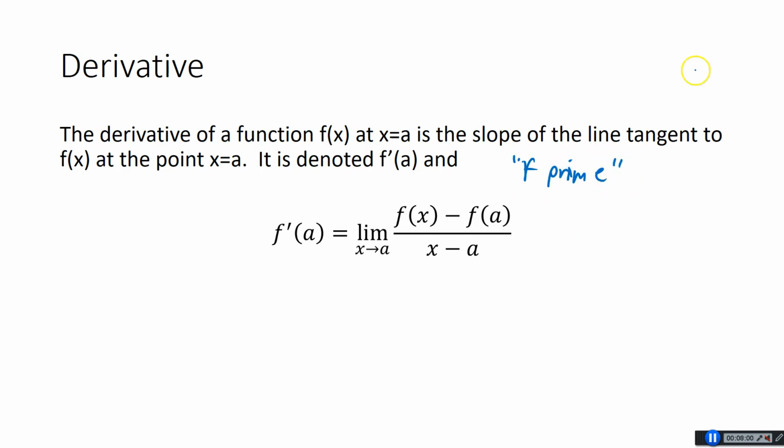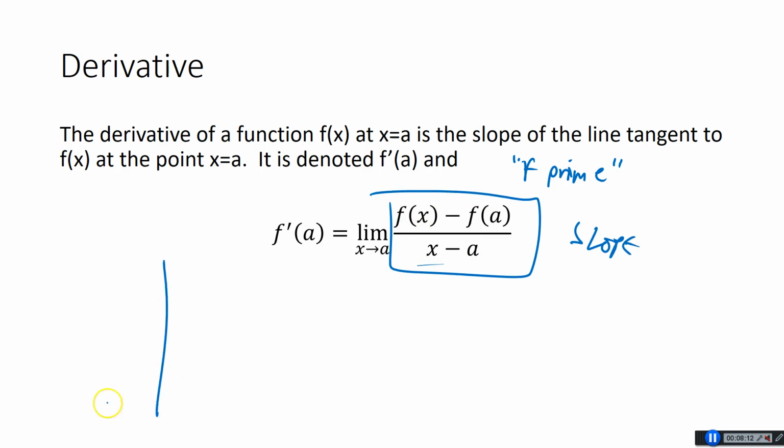Okay, f prime of a. It's calculated as f prime of a is equal to the limit as x approaches a of f of x minus f of a over x minus a. This is just slope. I'm going to draw it a little bit differently than before, which is fine. So if I want to know the slope of the function, let's just do it like this.